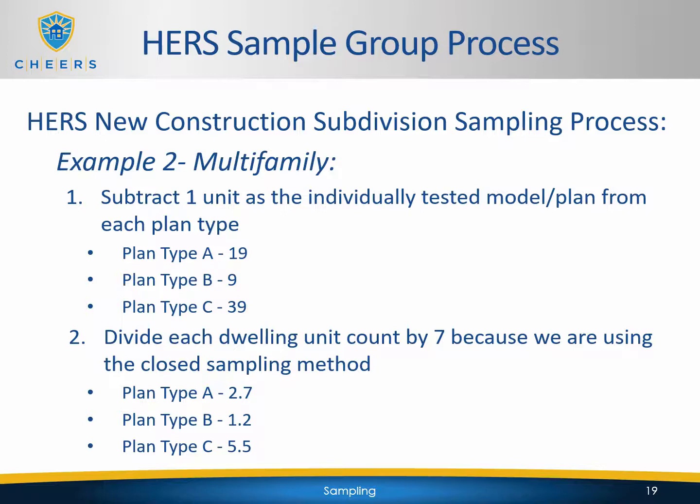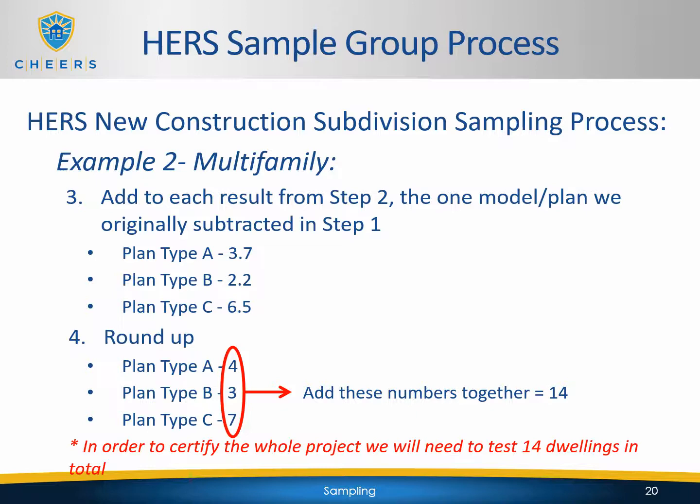So for this example here, we need to again subtract those model tests from each building type total. So building type A, 20 minus 1 is 19, type B, 10 minus 1 is 9, and type C, 40 minus 1 is 39. So we'll now need to take those, divide them by 7 because we are using the closed sampling method. 19 divided by 7 is 2.7, 9 divided by 7 is 1.2, and 39 divided by 7 is 5.5.